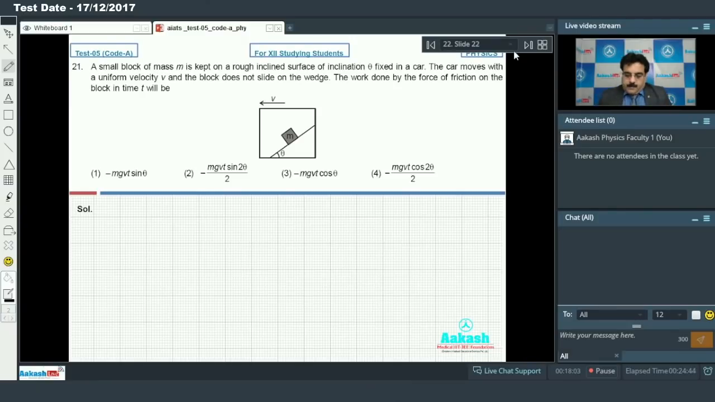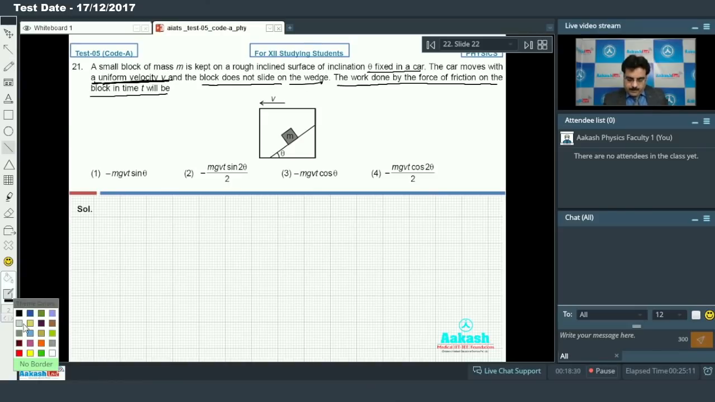Question number 21. A small block of mass m is kept on a rough inclined surface of inclination theta fixed in a car. The car moves with a uniform velocity, so there is no acceleration because velocity is uniform. The block does not slide on the wedge. The work done by the force of friction on the block in time t will be.